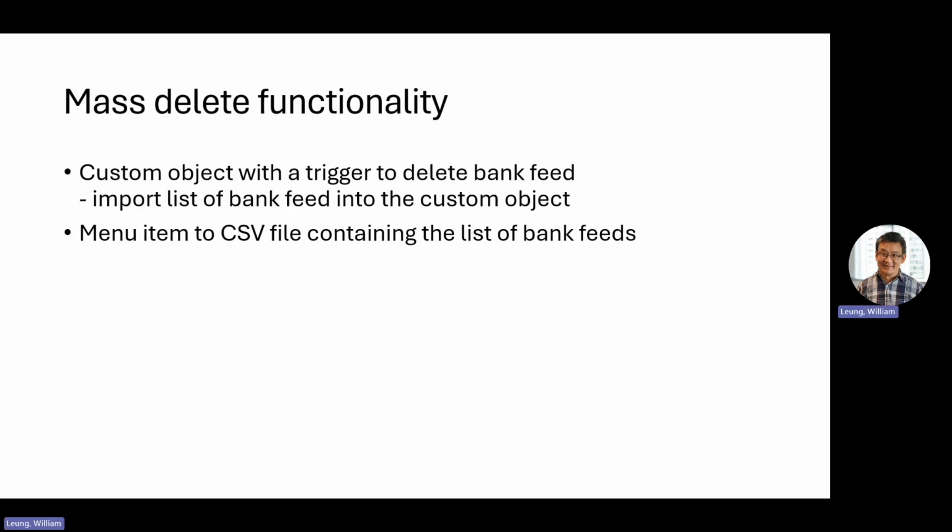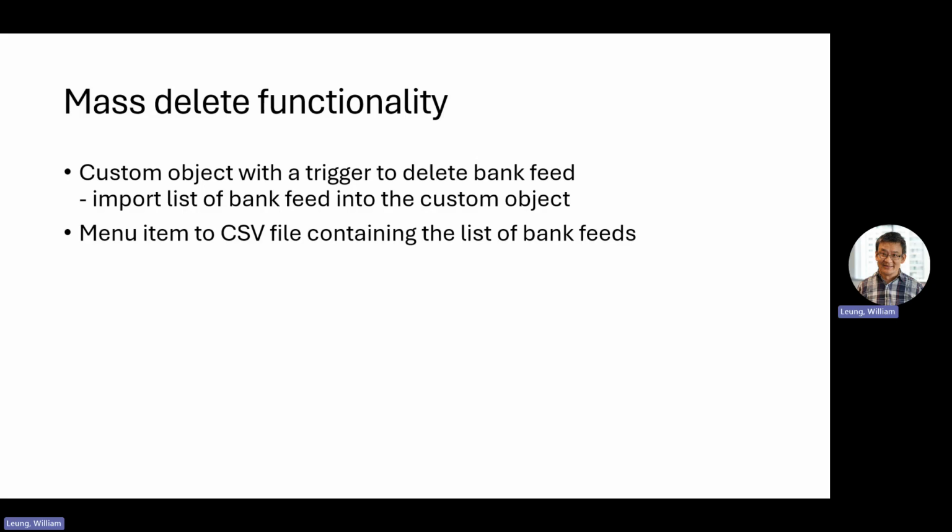Okay, so the mass delete function comprises two components. The first component is a custom object. With that custom object, there is a trigger that will delete a bank feed. So we need the ID of the bank feed to do the deletion. The idea is we're going to import the bank feeds into this custom object, and that will trigger the deletion.